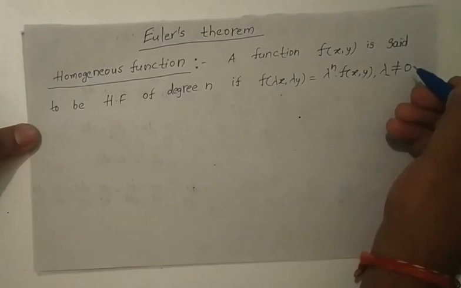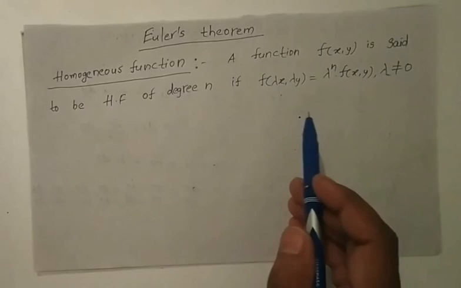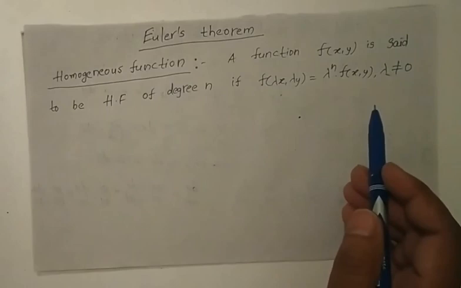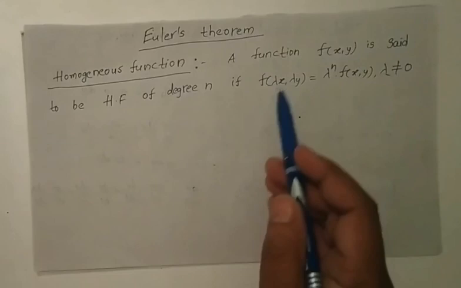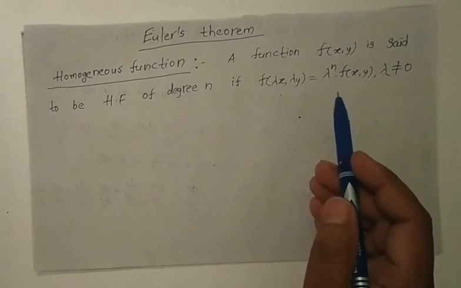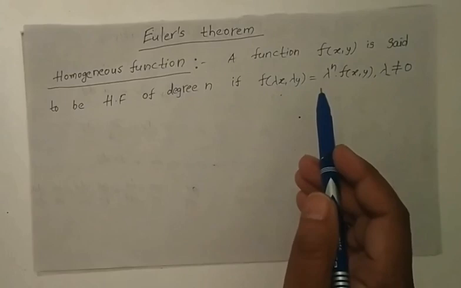A function f of x y is said to be a homogeneous function of degree n if f of lambda x comma lambda y is equal to lambda power n into f of x comma y, here lambda is a constant which is not equal to 0. Suppose the function f of x y satisfies this condition, then we can say that the function f of x y is called a homogeneous function of degree n.